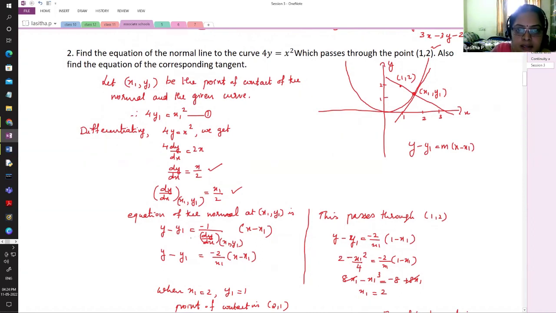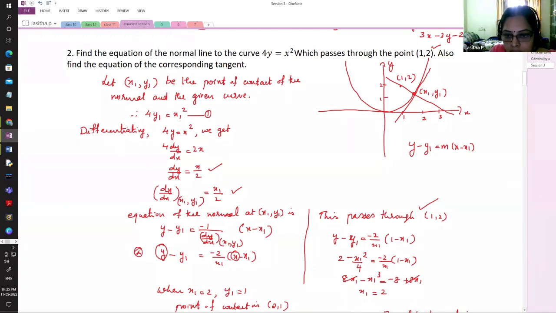The equation of the normal at the point x1, y1 will be in a general form here, in terms of x1, y1: y minus y1 equal to minus 2 divided by x1 into x minus x1. Then we have to say it passes through the point 1, 2, and we have to tell them to substitute in the place of x and y, not in the place of x1 and y1. Some children also make mistakes here.